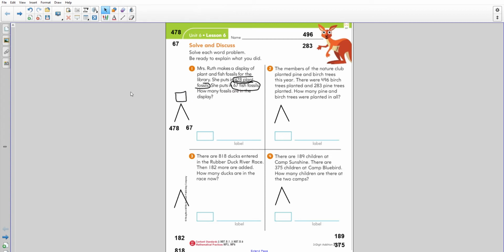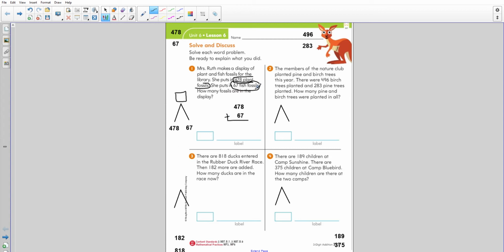So now I have to use my handy dandy math mountain to decide what to do with my equation. Since I know both add-ins at the bottom are the numbers that I'm looking for, I'm going to be taking the number 478, and I'm going to add the number 67 to it. Please keep in mind now, we want to make sure that we do line up our ones, tens, and hundreds. Then I'm going to have my addition equation to get to the top of the math mountain.